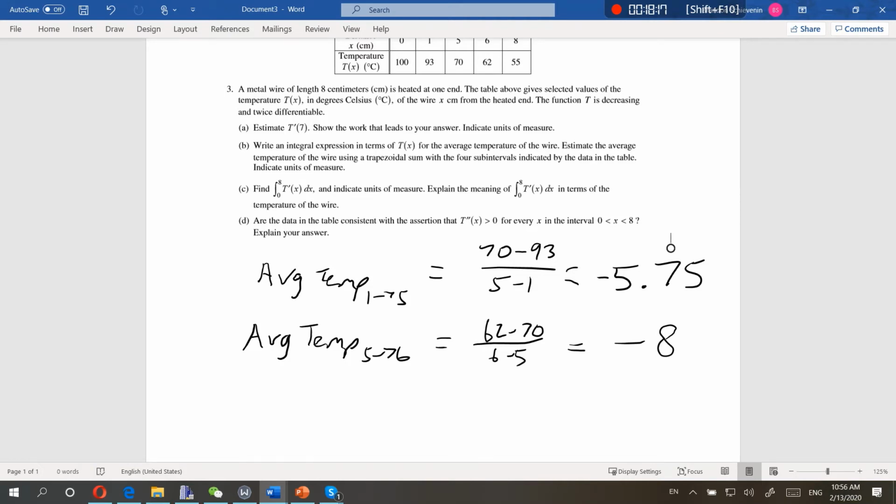So my rate of change actually decreased on those two intervals, right? Which means the slope of my slope was negative, which means this is not true. Our concavity could not have been positive. Okay, so I'm going to see if I can explain really quick.